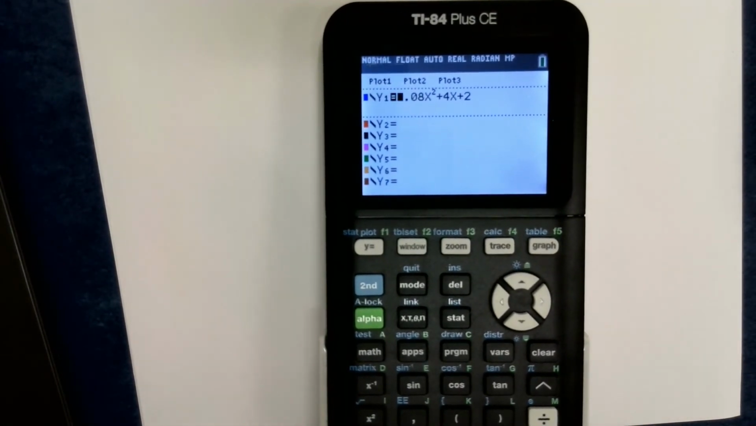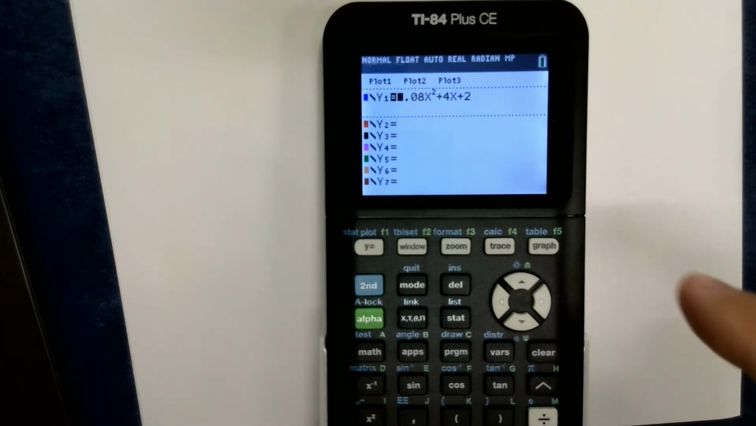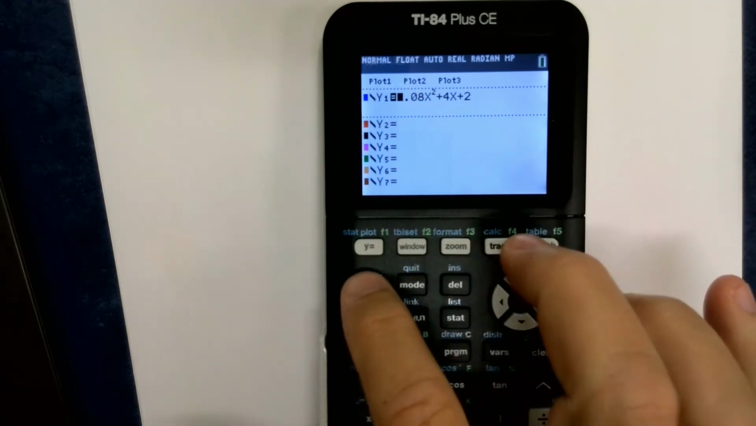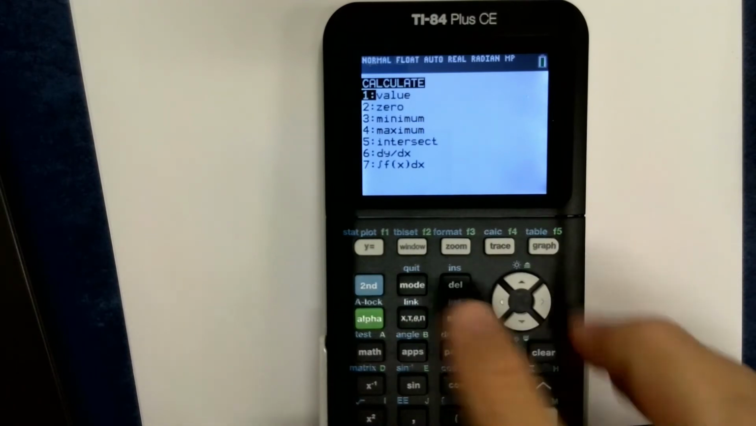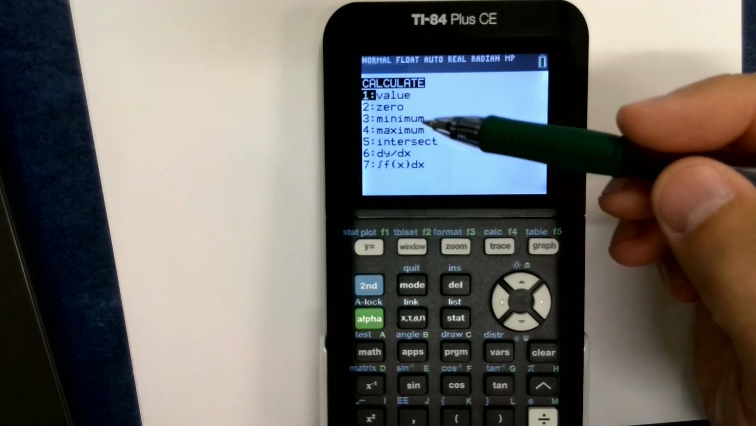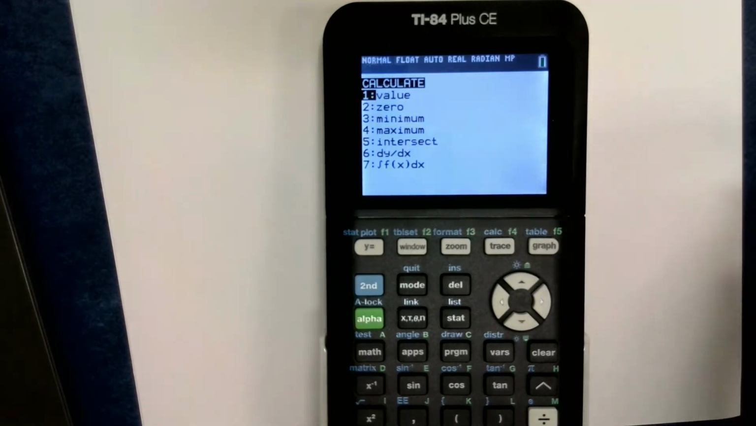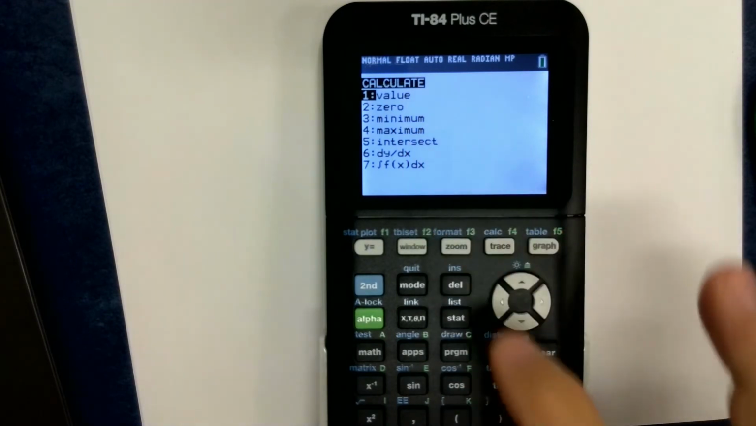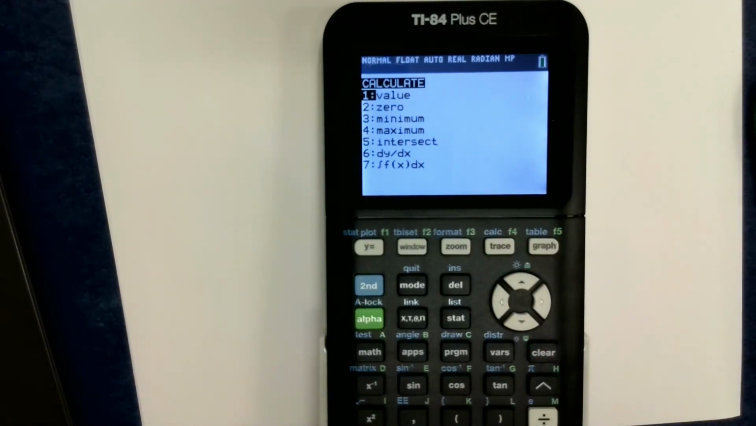Okay, so how can I find this stuff? What are some of the things that I want to be able to do? So the first thing I'm going to do is I want to find out its highest point. Okay? So I'm going to go second trace. Second trace is where I find a bunch of these cool things. So I got values, zeros, minimums, maximums, intersections. I don't have another equation up here, so I don't need to worry about an intersection. I want to find a maximum. So I'm going to hit button number 4, which is maximum.